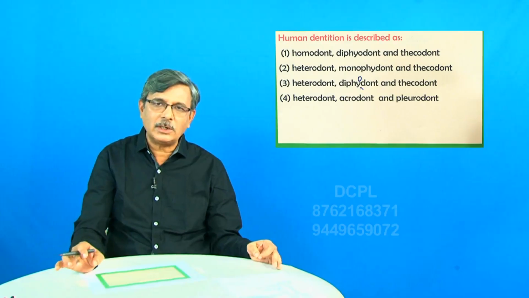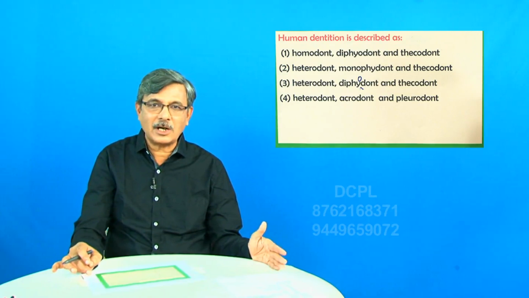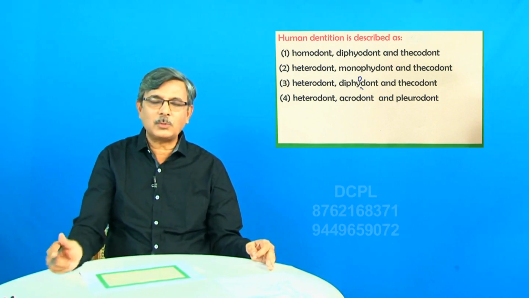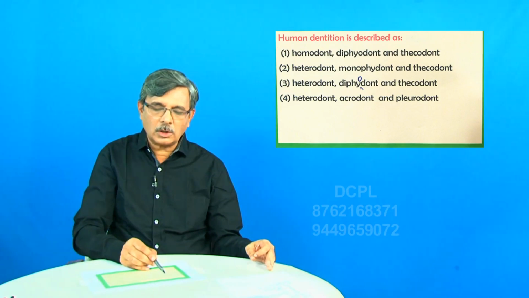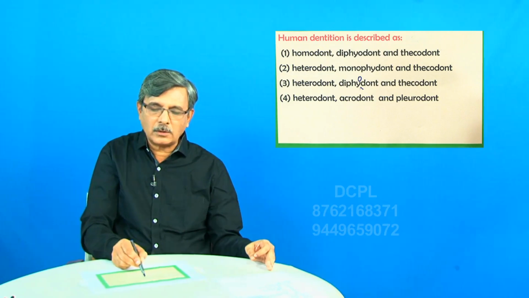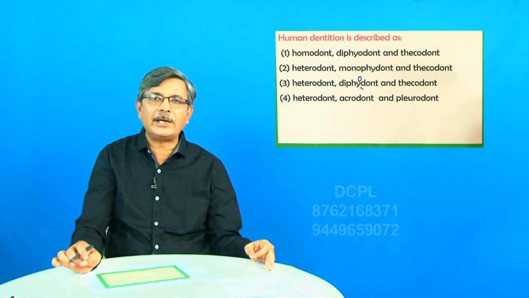Homodont refers to dentition where all the teeth are alike, but we have different types of teeth, namely incisors, canines, premolars and molars. Thereby, this option is not correct. Let me come to option 2. Heterodont, monophyodont and thecodont. We have 4 different types of teeth, thereby heterodont is correct. Monophyodont. What do we mean by monophyodont? Presence of one set of teeth in the lifetime of an individual.